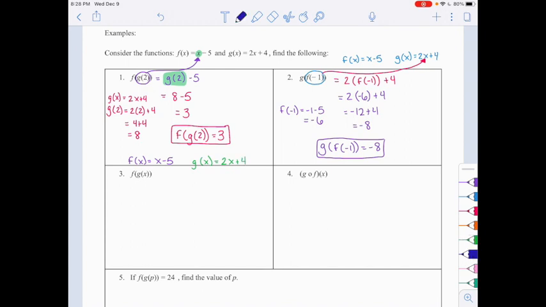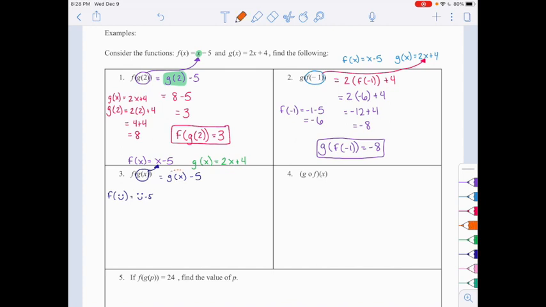So for this example here, it says f of g of x, which means take g of x and put it in place of x in the f function. Remember, whatever's in my parentheses, I could have f of smiley face, and I would then do smiley face minus 5. So in this case, I'm going to do g of x minus 5.